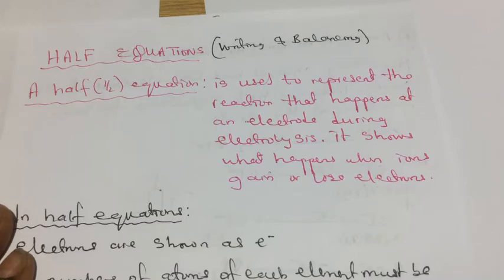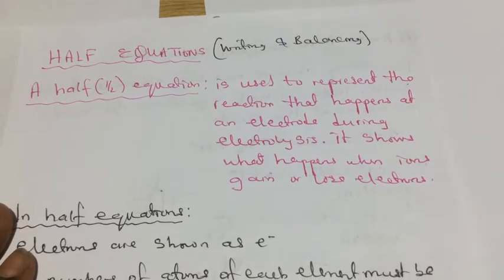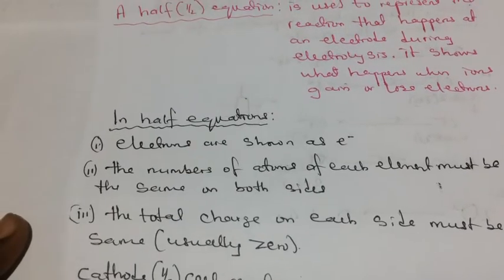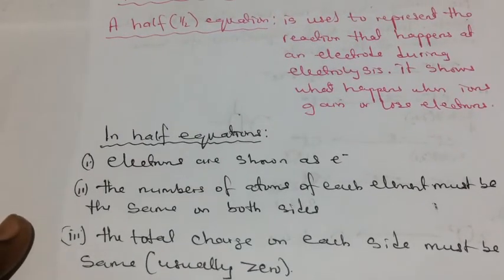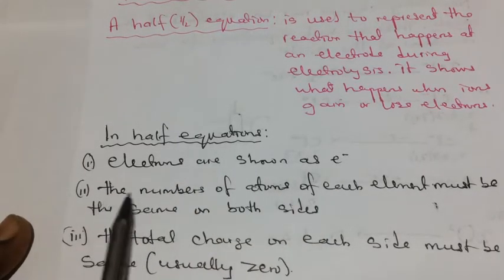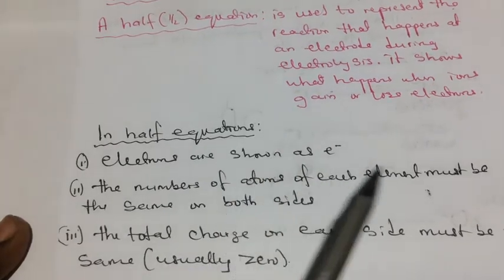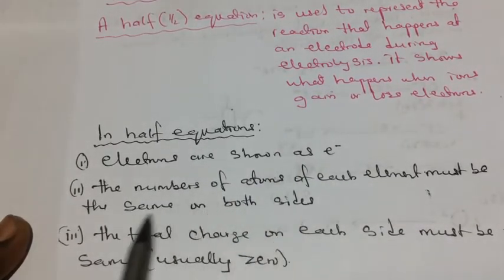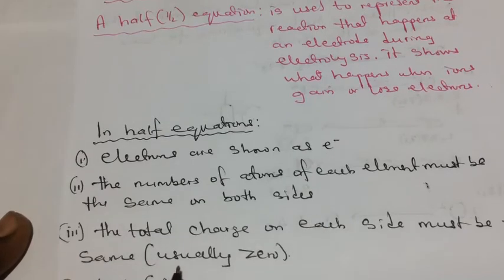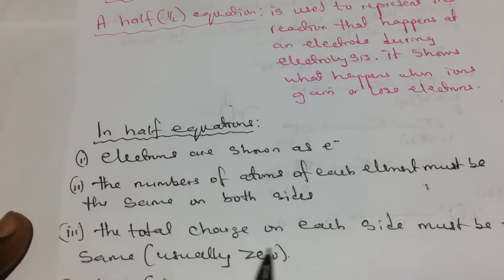Electrons, right? So let's look at what a half-cell equation entails. In a half-cell equation, electrons are shown as e⁻. The number of atoms of each element must be the same on both sides. The total charge on each side must be the same. Usually 0. Sometimes it can be what? Negative, with a coefficient on both sides of the equation.